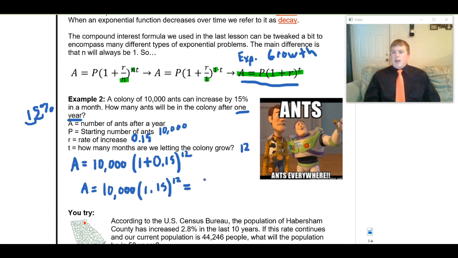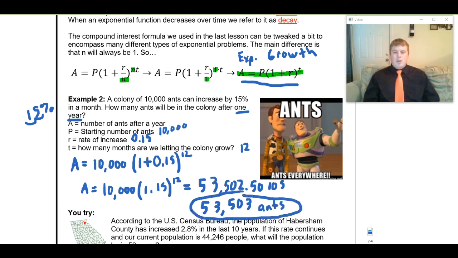When I plugged it into my calculator, I got 53,502.50105. Now we have to think about what we're talking about. We're talking about ants. It doesn't make sense to have 0.50105 ants, so we need to round this to a whole number. So we can round 53,502.50105 up to 53,503 ants. Just like in the meme we can see up here, there would be ants everywhere.